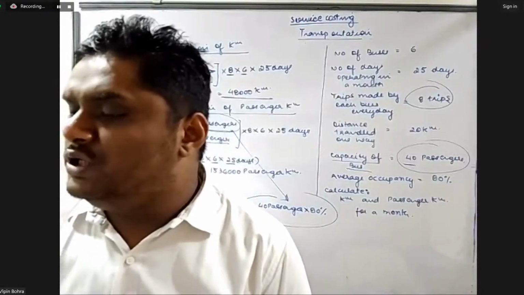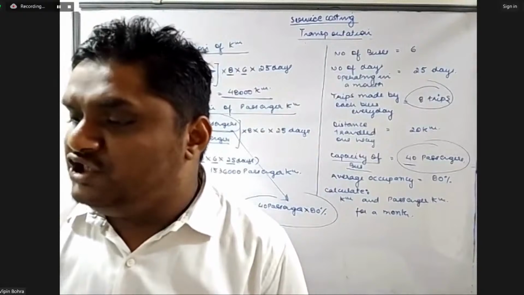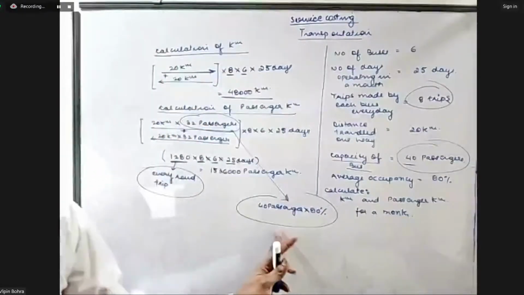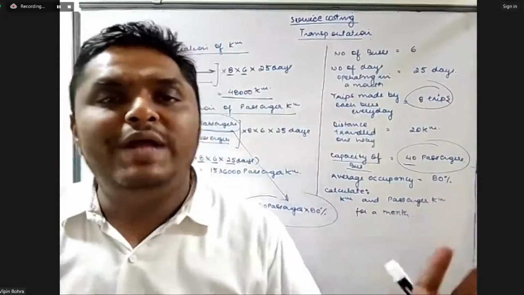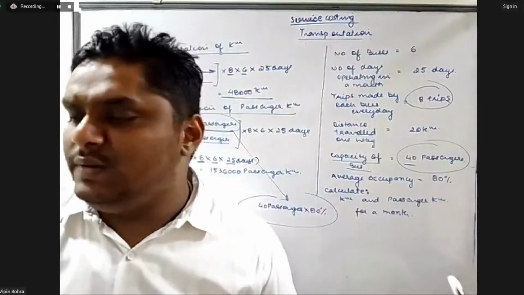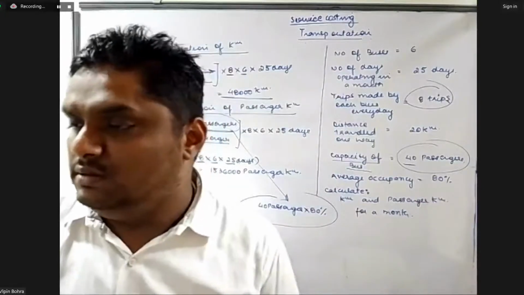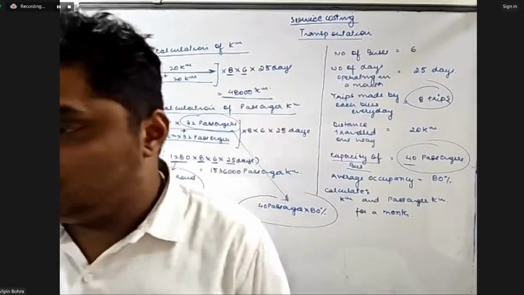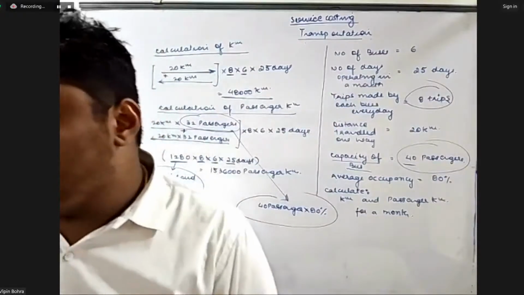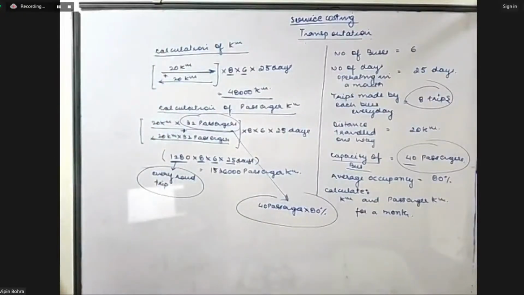Yes, Vaibhav and Gunjan, any doubts? Sakshi Jha, any doubts? This 32 passengers, 40 passengers is the capacity into the occupancy is 80%. That's why I'm taking 32 passengers. I request you guys to please copy this explanation.